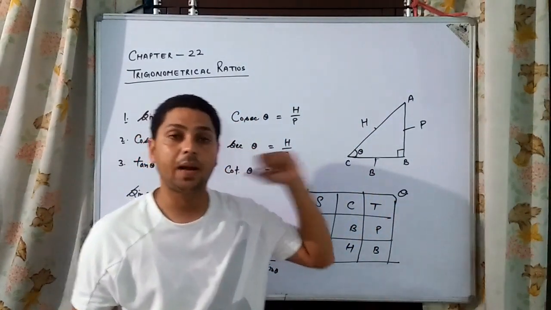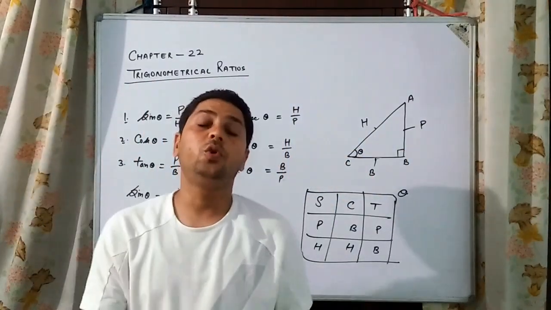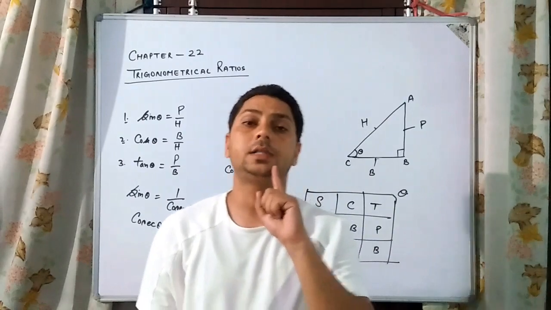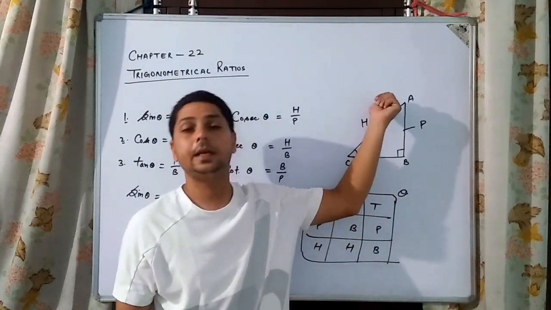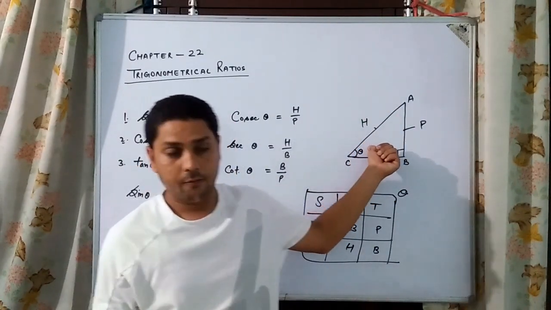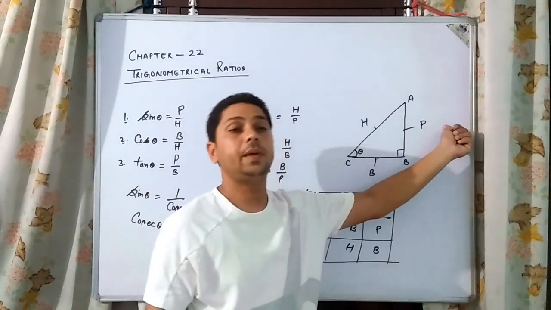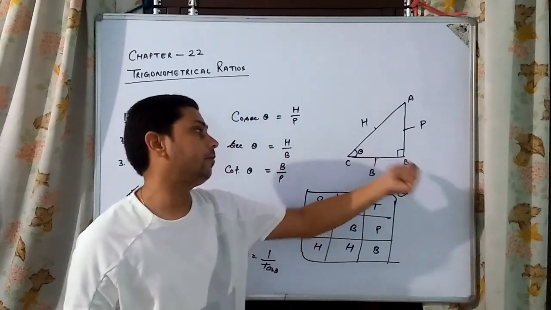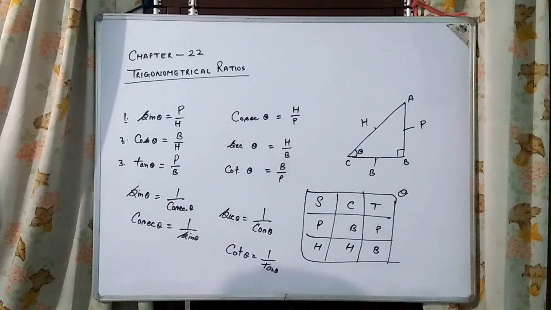So first we have to identify a right angle triangle, then find the base angle, then write down the perpendicular side, base side and the hypotenuse side. Rule to find the longest side, that is the hypotenuse side, is that it is the side opposite to the 90 degree angle. Then we find the base angle. Base angle here is theta. So the side opposite to the base angle will be the perpendicular, and the side adjacent to the angle is known as the base side.